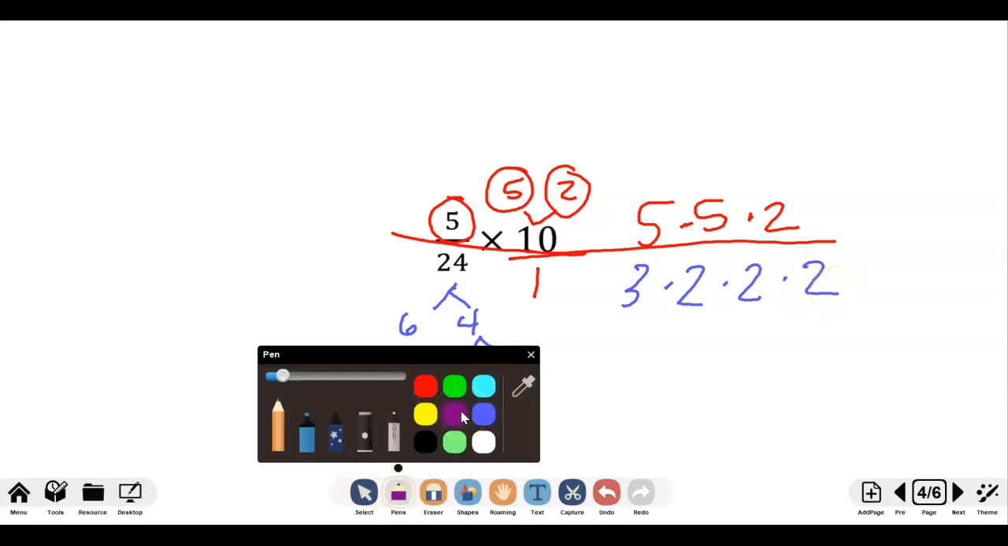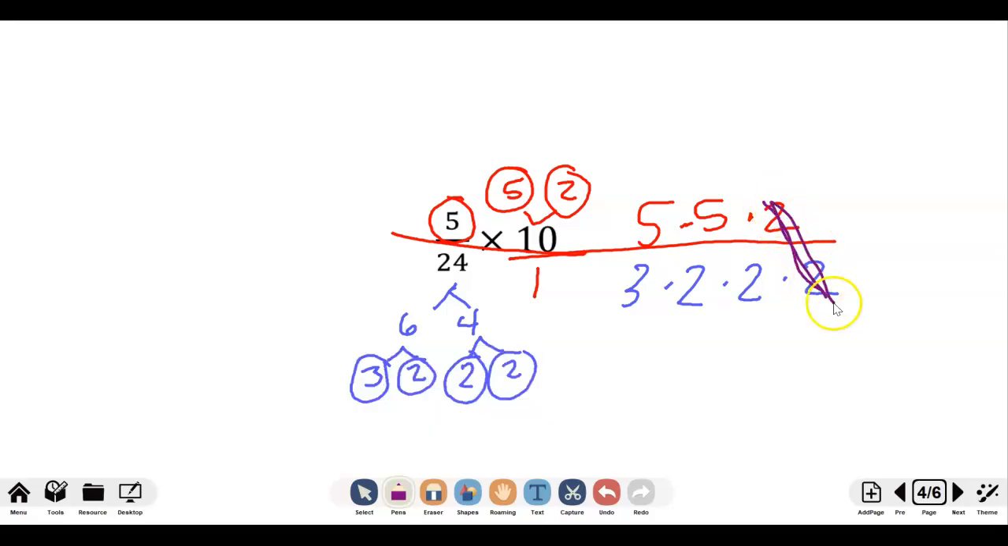And then I can cancel. It looks like I can only cancel a pair of 2's here. So I'm going to have to multiply. 5 times 5 is 25. And 3 times 2 is 6. Times 2 is 12. Now this is an improper fraction, so I need to simplify this.